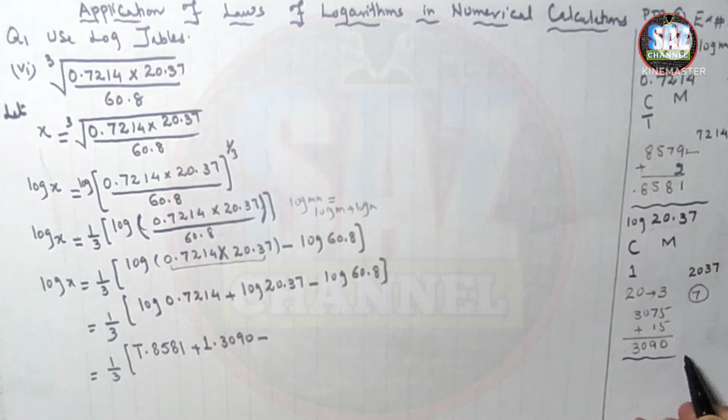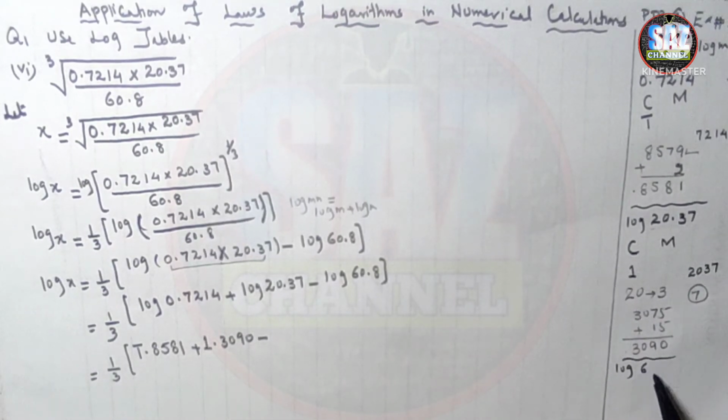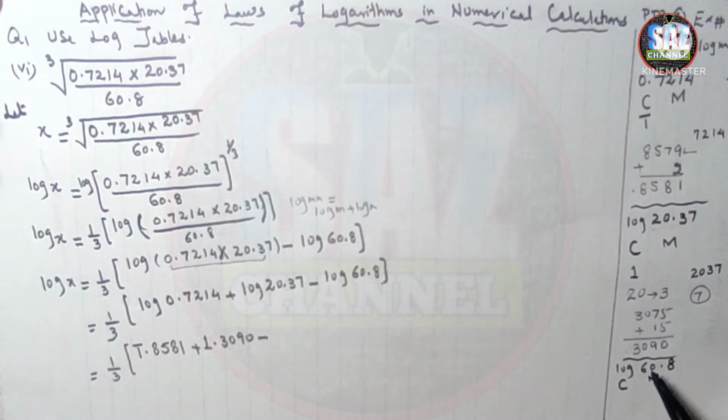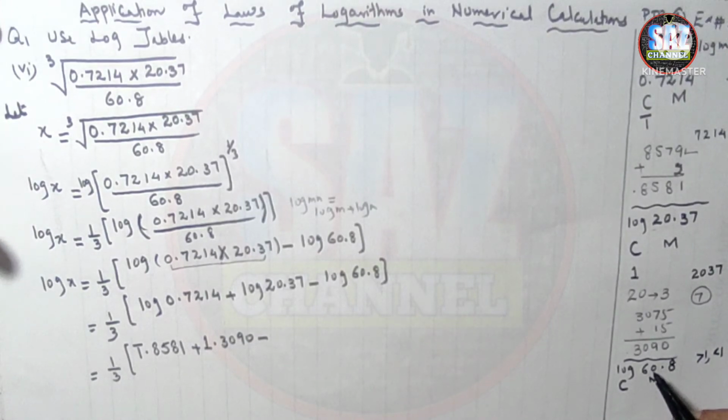And moving to the last part, that is log of 60.8. Again recall how many parts do we need to have: characteristic and mantissa. For the characteristic part we have to focus on whether the number is greater than 1 or less than 1. Here the number is greater than 1, and we have to see how many digits there are in the integral part. Here we have 2 digits in the integral part, or 2 digits before the decimal.